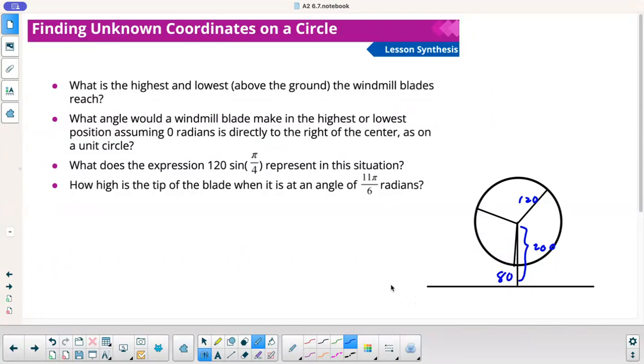So what is the highest and lowest above ground the windmill blades will reach? The highest would be up here at the top. So you'd have to add 120 to this 200. So at the top, it would be at 320. I'll say feet. I didn't put units on there. The lowest would be down at the bottom, so that would be 80.